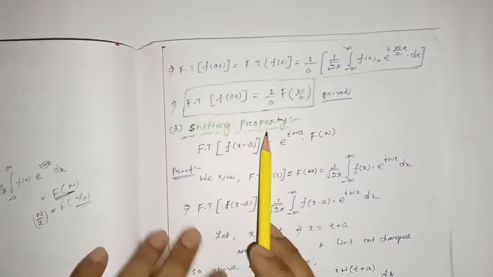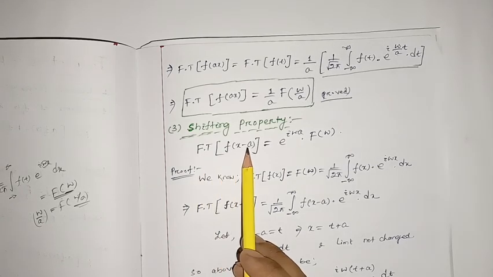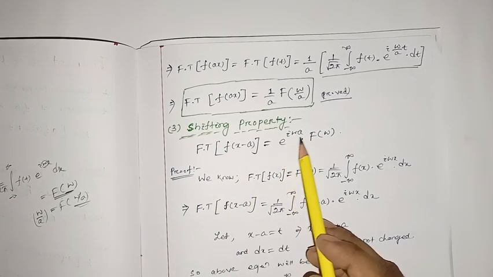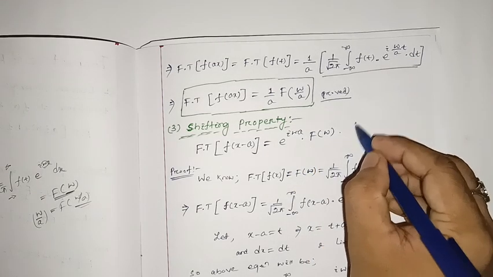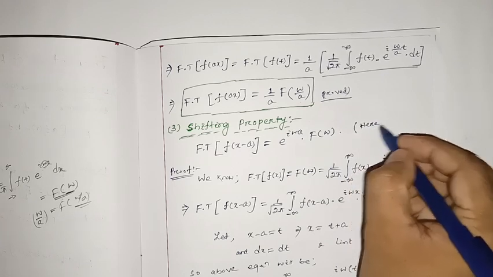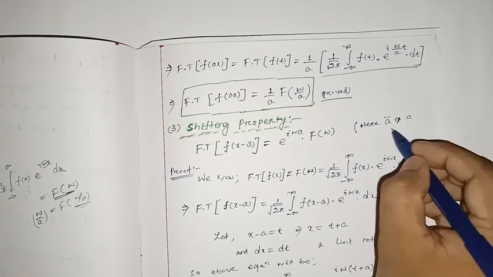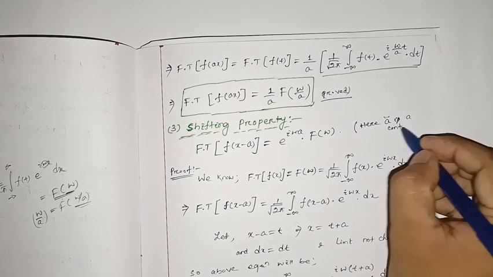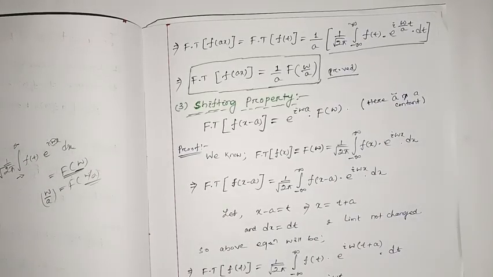According to this property, the Fourier transform of f of x minus a will be equal to e to the power i omega a times F of omega. Here a is a constant, any arbitrary constant. How are we going to prove it?